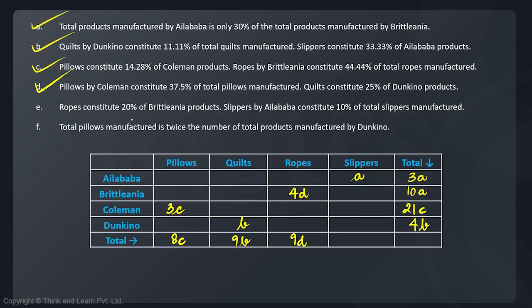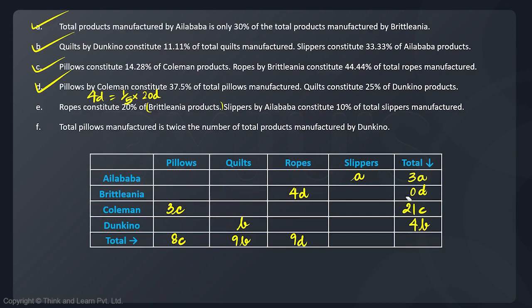Next one, ropes constitute 1/5 of B's product. B's product is 10A. So ropes constitute 1/5 of that. Now the thing is, if I convert 4D into 1/5 of 10A, so I will have D as a fraction. So how about saying that 4D is 1/5 of B's products? So B's products will turn out to be 20A, right? So that means instead of 10A, it is 20D actually. So instead of 10A, we will write A as D, and instead of 10, we will be writing 20.